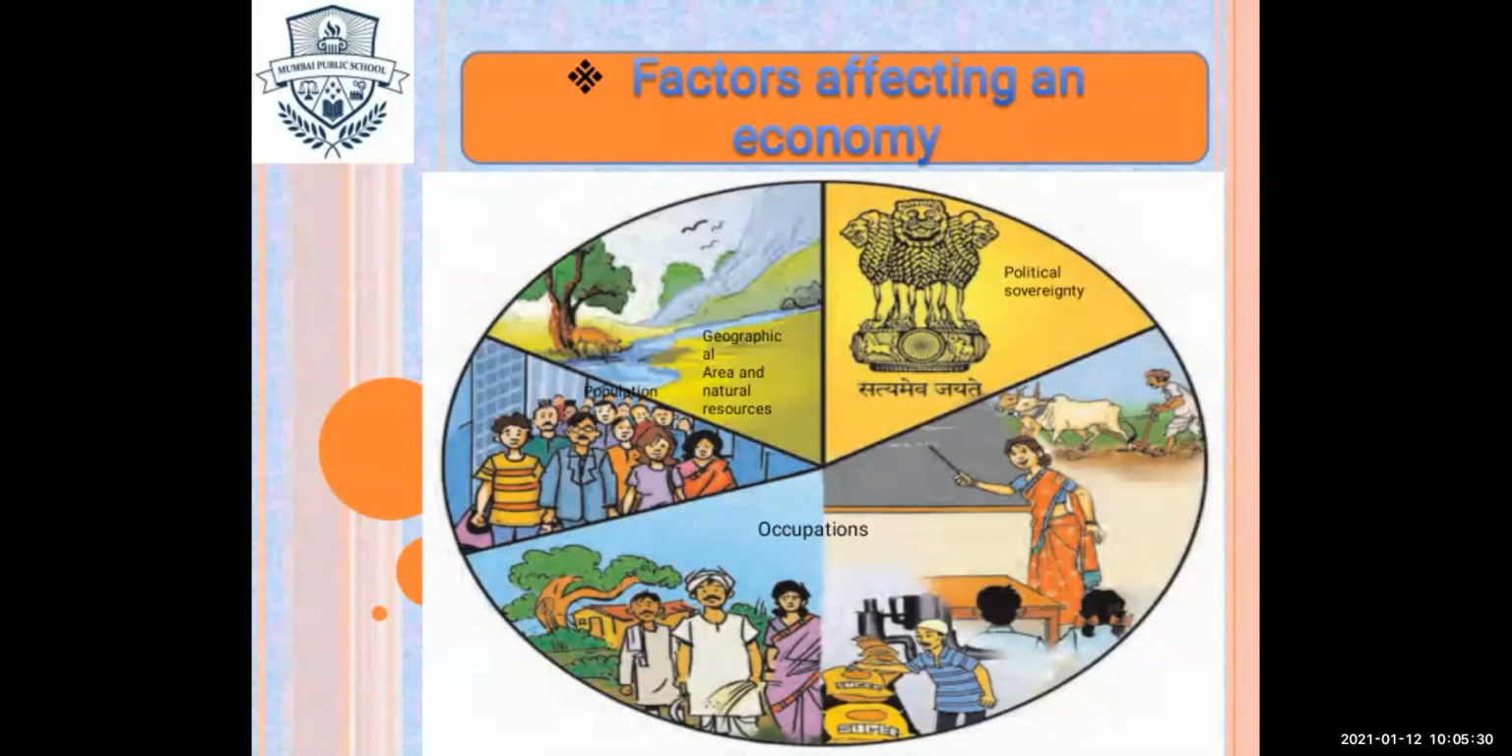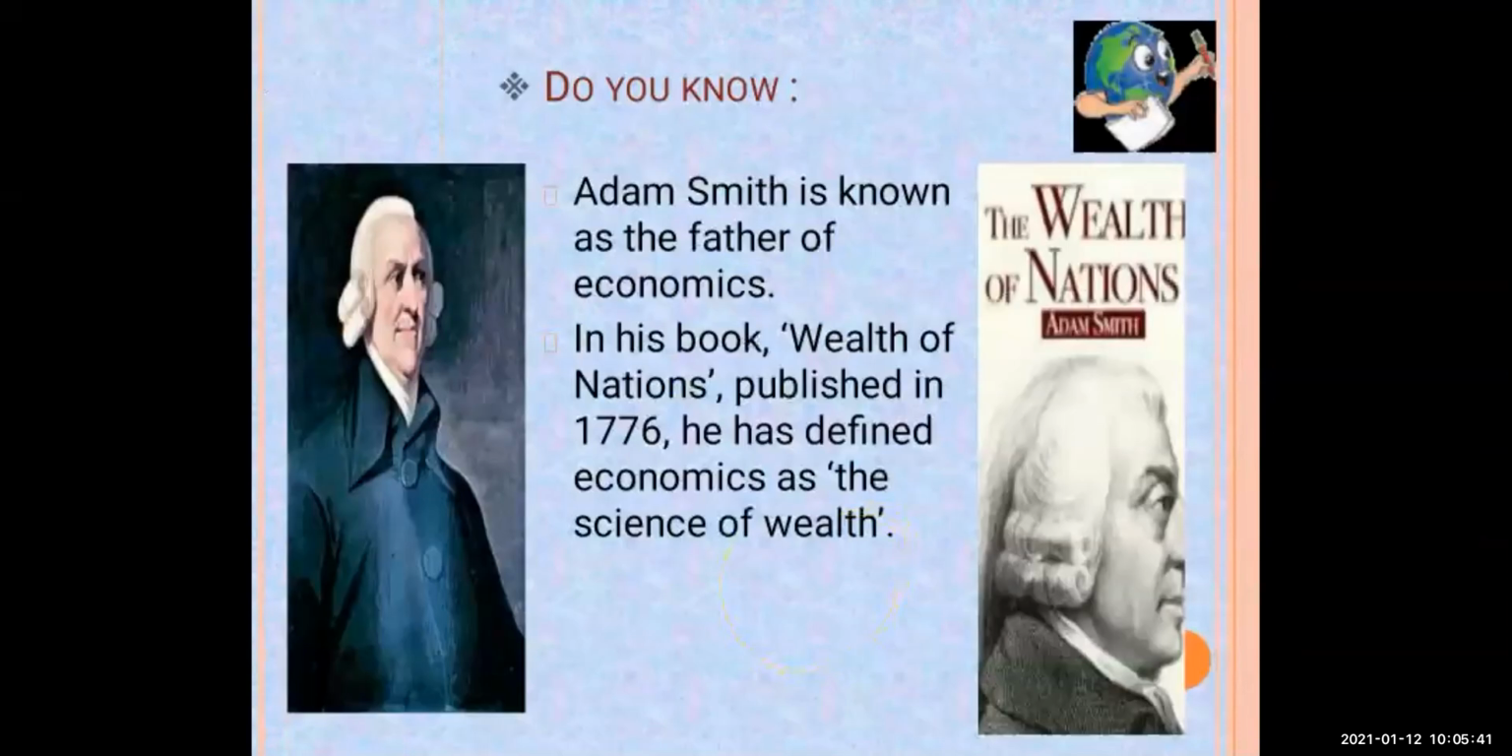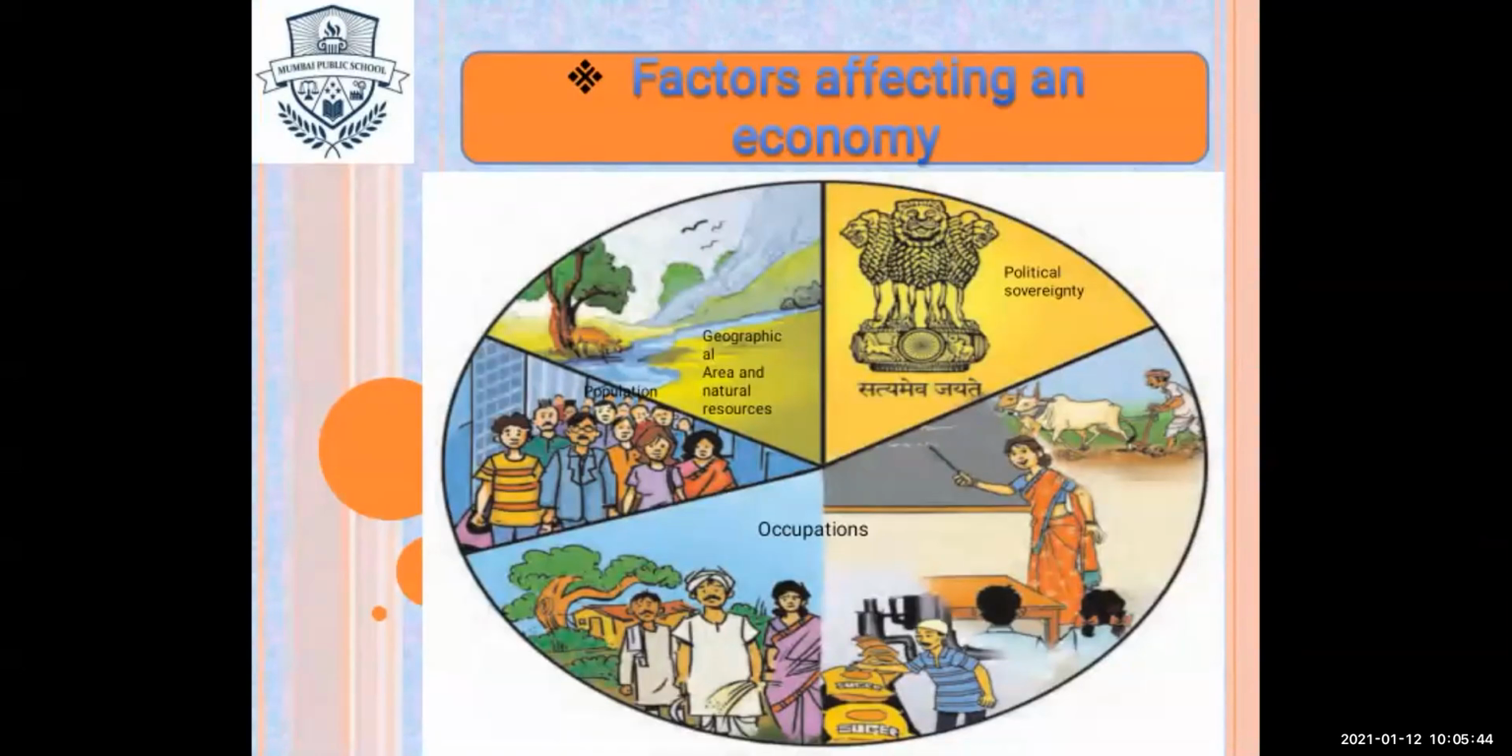Now let's focus on the factors affecting an economy. The first factor affecting the economy is occupation. You can see there are different types of occupation: teachers, farming, laborers. This factor affects an economy because different types of occupations can be seen in a country. Second is population. Then geographical areas and natural resources.